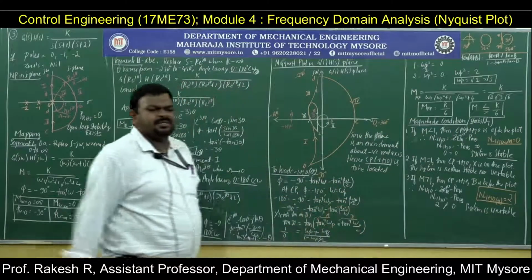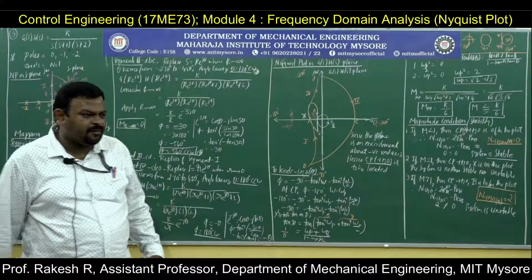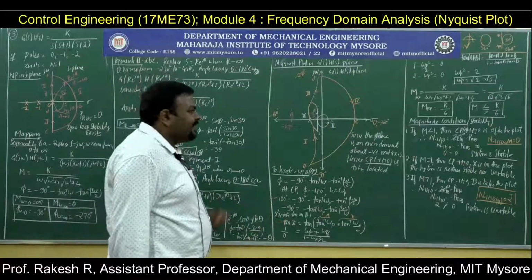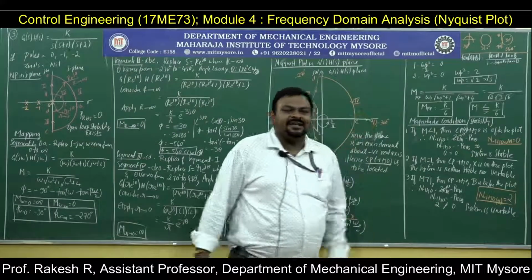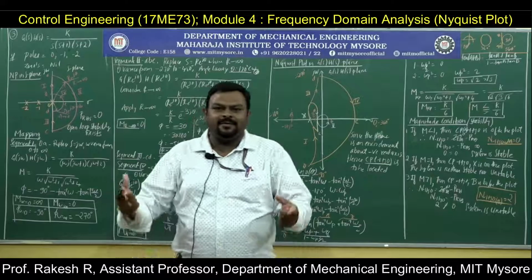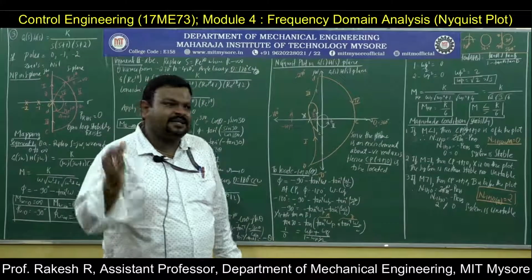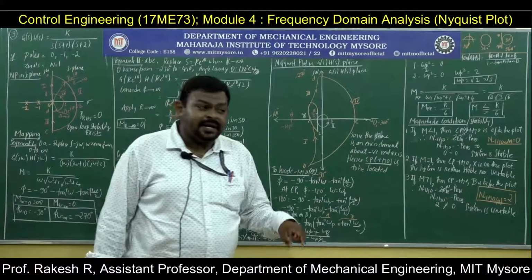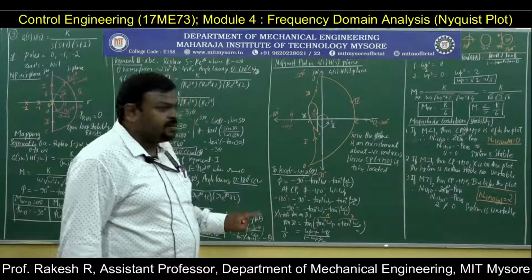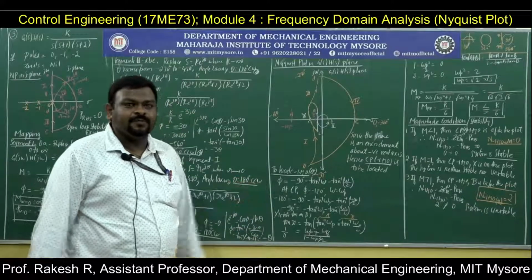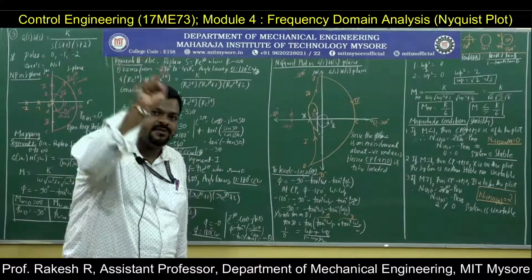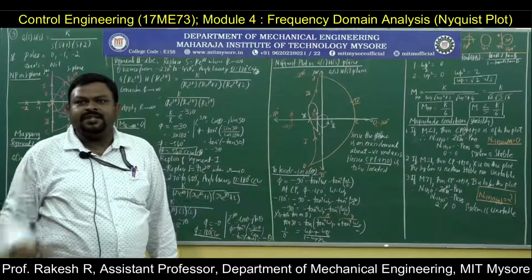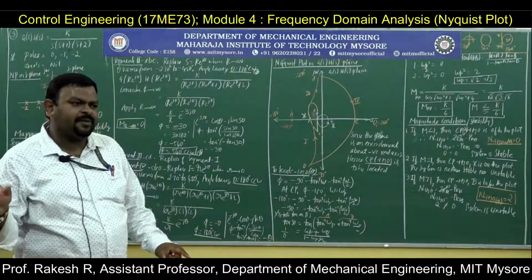Why this analysis? Before, in the first problem, could we have done all these things? No, because we knew the magnitude of the plot directly. The magnitude of the plot was about some value. By seeing the value, we located the critical point minus 1 plus j0. But here, they have not given any value. The value is in terms of K, and the value of K is unknown. And the value of K might be positive or might be negative.